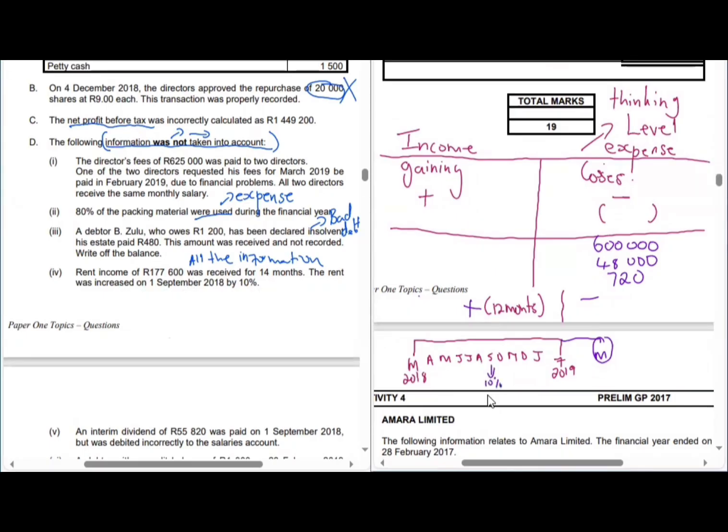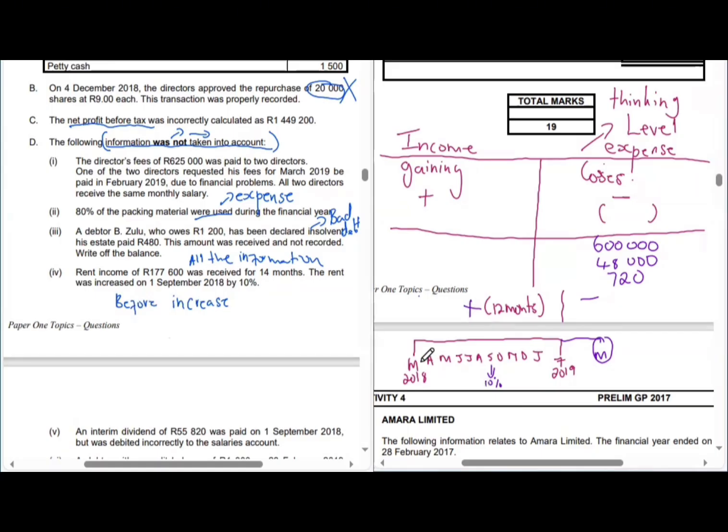10%. Meaning before September we were paying 100%, and then after September we were paying 110% because there was an increase of 10%. So now we are going to calculate the amount that we have been receiving before the increase. So we are going to look for the amount before increase. How are we going to do that? So how many months before increase?